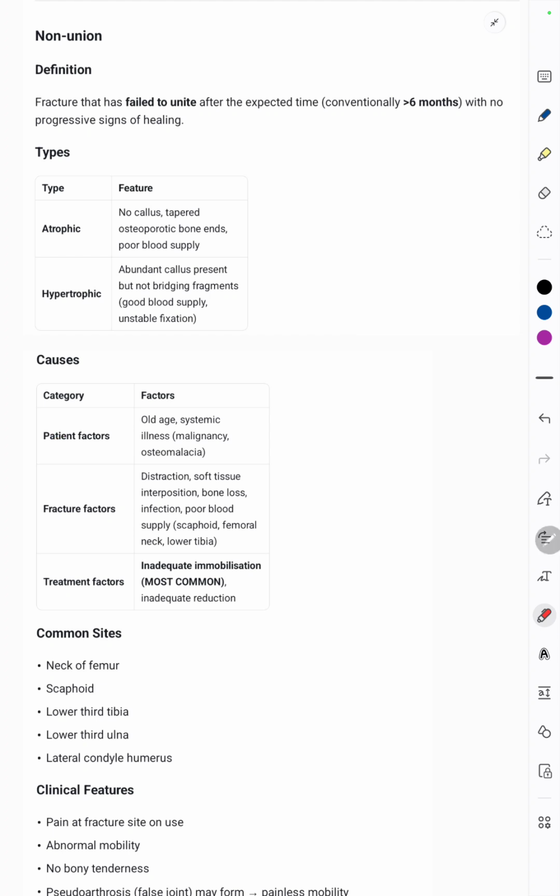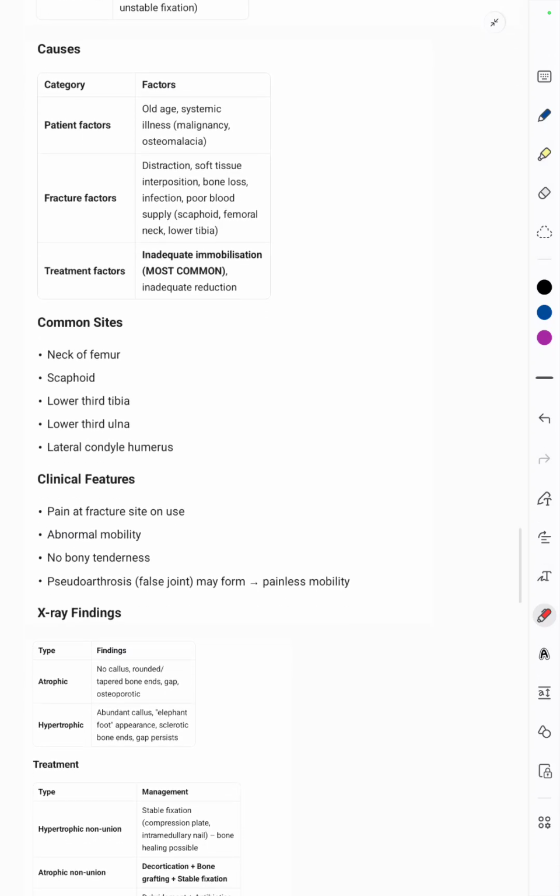Then talking about the causes, there are patient factors, fracture factors, or treatment factors. Patient factors are old age, systemic illnesses, or malignancy. Then fracture factors are distraction, soft tissue interposition, bone loss, and infection. And treatment factors: inadequate immobilization is the most common, followed by inadequate reduction. Then the common sites are given by this mnemonic FLUTES.